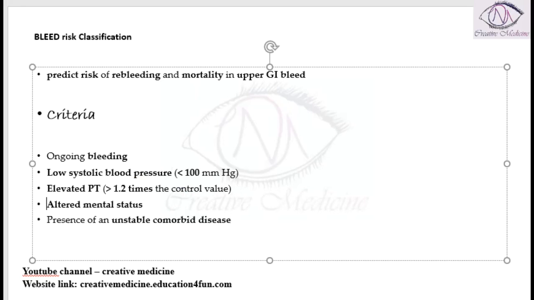comorbid disease. So B for bleeding, L for low systolic blood pressure of less than 100 millimeters of Hg, E for elevated prothrombin time which is more than 1.5 times the control, and E for altered mental status, and D is for disease, unstable comorbid disease. So this is bleed classification.